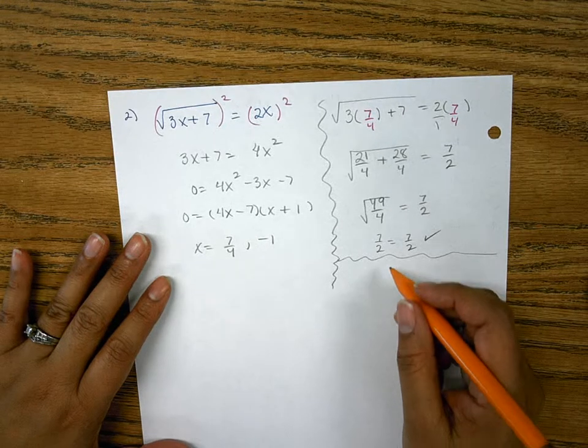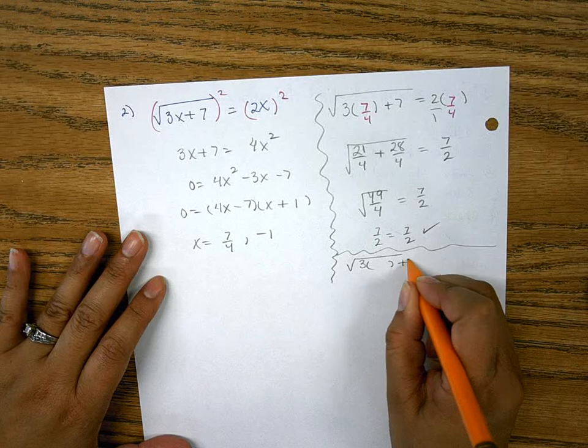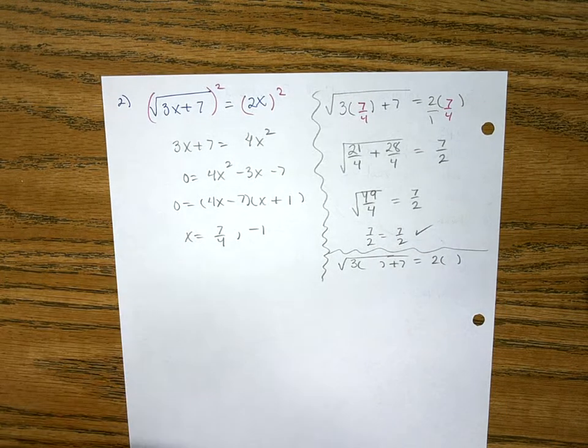All right, next one. Square root of 3 blank plus 7 equals 2 times blank, and this time I'm plugging in the negative 1.